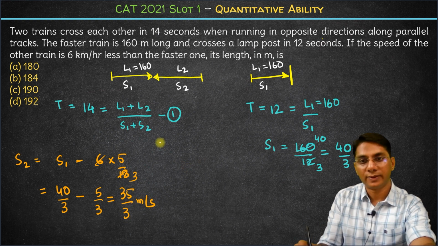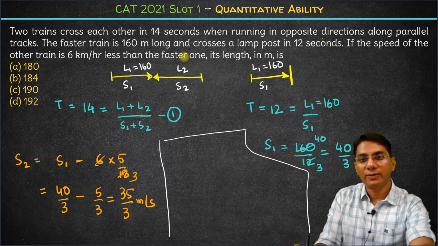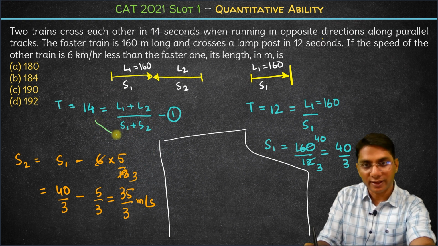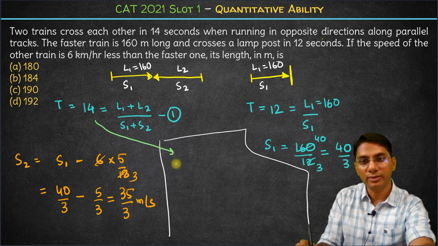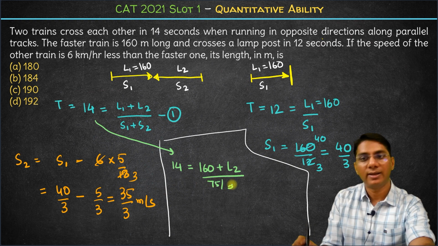Okay. So we have this so far. Now the question is, what is the length of the faster train? So now to calculate length of the faster train, let's make use of this equation. We know 14 seconds is equal to L1, length of the first train, plus L2, that is what we need to figure out, upon S1 plus S2. Now S1 is 40 by 3 and S2 is 35 by 3. So 40 plus 35 is 75 by 3 meters per second. That is S1 plus S2. Now 75 by 3 is effectively 25.